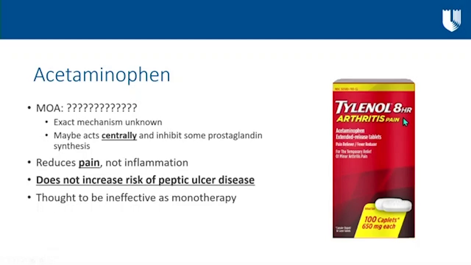Tylenol 8-hour, arthritis for pain, acetaminophen, extended release. So you're going to be an anal retentive pharmacist for a hot second. Extended release. If you just pull up acetaminophen like Walgreens acetaminophen, it just says acetaminophen, extra strength, 500 milligram tablets. It doesn't say extended release. It's a big difference, right?